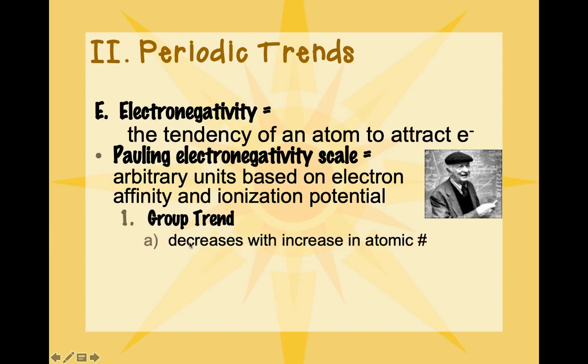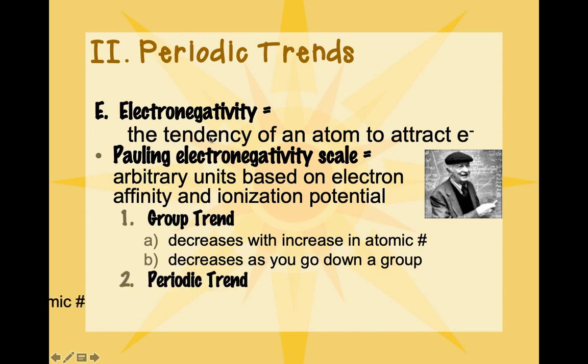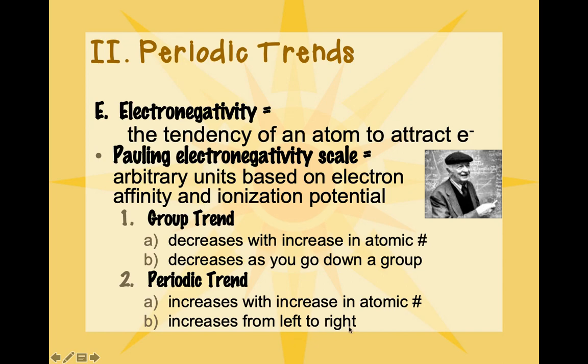So the group trend for electronegativity is that electronegativity decreases with an increase in atomic number, or as you go down a group. So the bottom elements have a lower tendency to attract electrons to themselves. The period trend then is it increases with an increase in atomic number, or from left to right. So once again, the elements on the right side of the periodic table have a higher tendency to attract electrons to themselves.